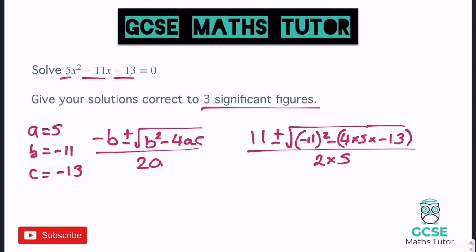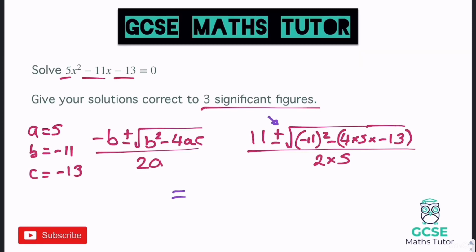Now if you've got a Casio calculator, which hopefully you do because they are the best ones for these higher GCSEs, then you need to just type that in as you see it. So press your fraction button, 11. Let's do plus. I'm going to do the plus version first, and then I'll do it again in a different colour using the negative.